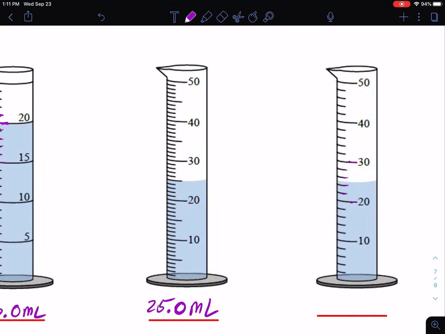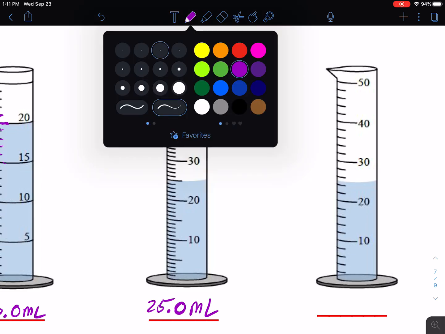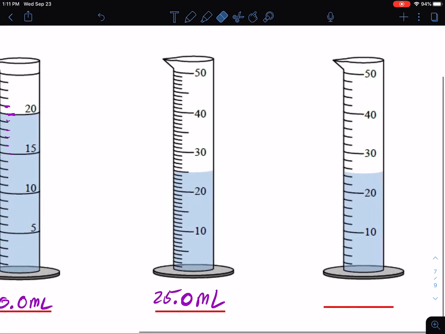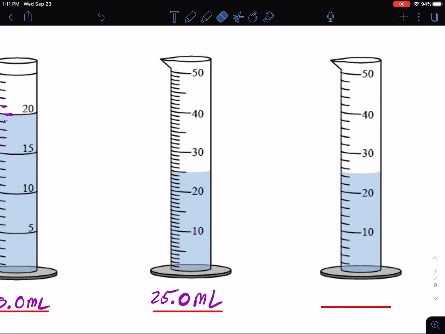Well, that doesn't make sense to go from 24 to 30. So let's recount. Let's go up by 2s. So 20, 22, 24, 26, 28, 30. That makes sense. So we know this one goes up by 2s. So the answer is 22, 24.